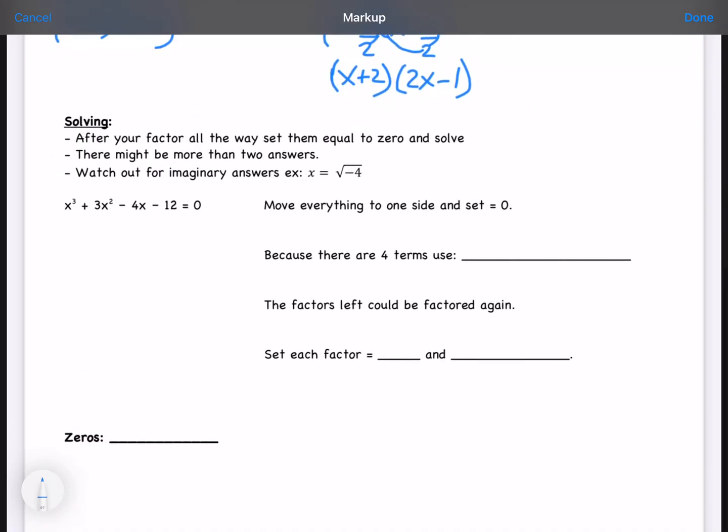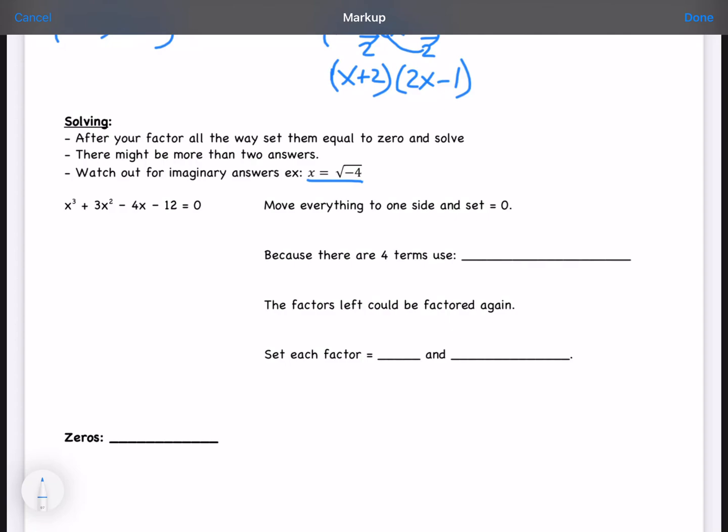All right, when we solve, after you factor all the way, set your factors equal to 0 and solve. There might be more than 2 answers. And then you want to watch out for imaginary answers. So, for example, if you have x equals the square root of a negative number, that's an imaginary answer. So, first thing we do, move everything to one side and set equal to 0. So that's what we do.